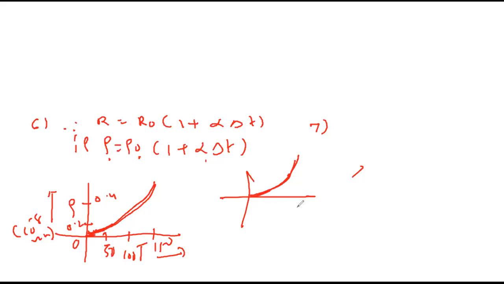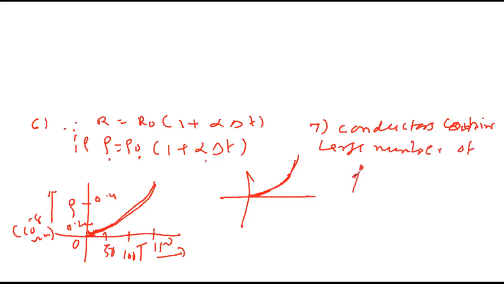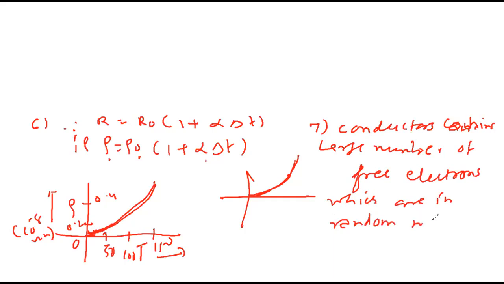Seventh, how does the random motion of free electrons get affected when a potential difference is applied across its ends? Conductors contain a large number of free electrons, which are in random motion within the conductor.